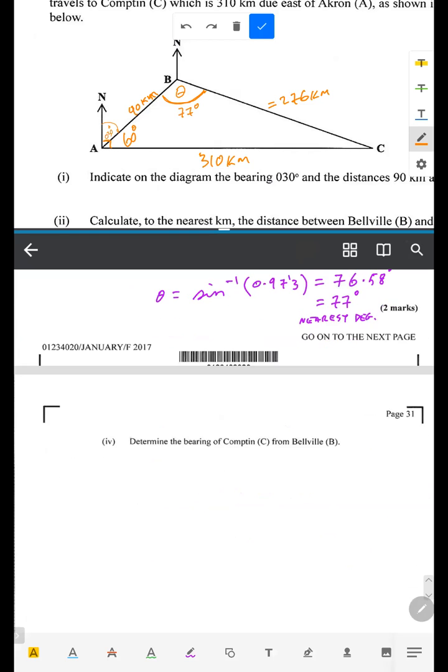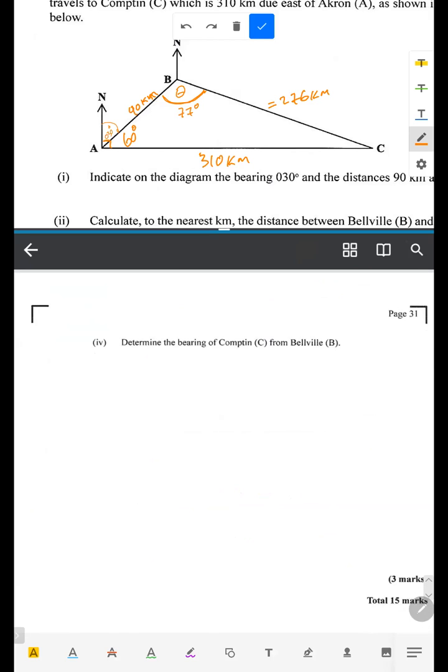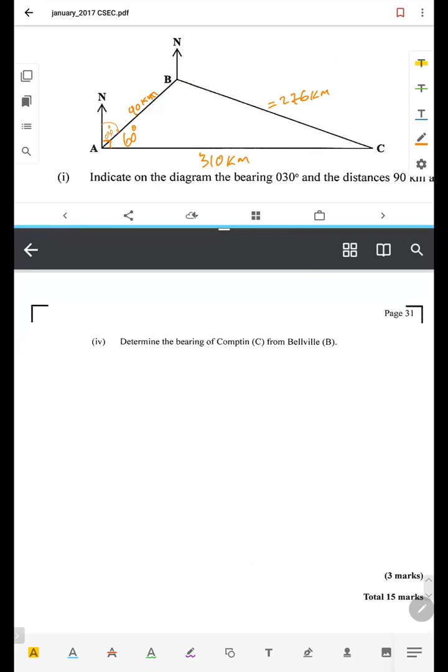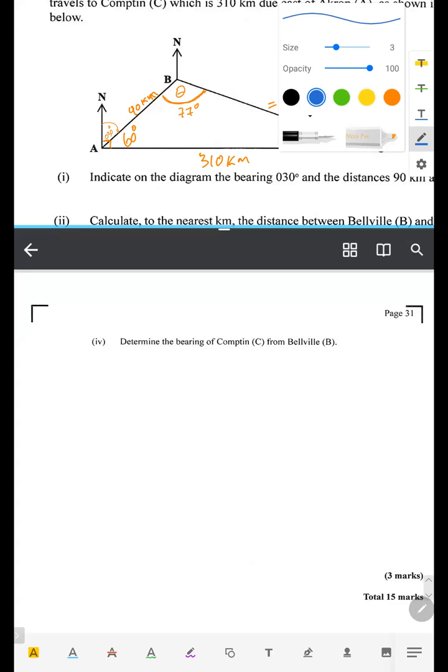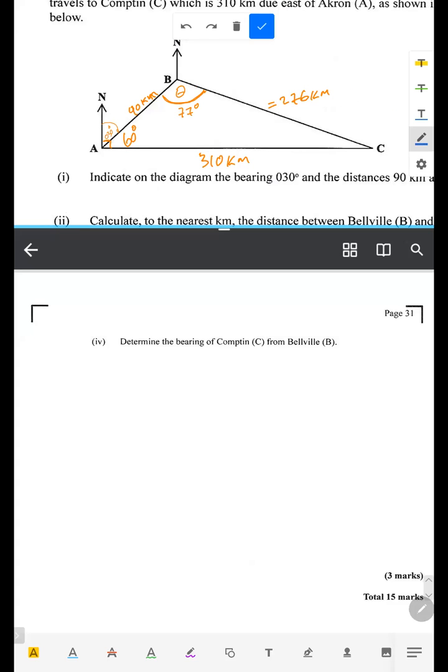The next part says determine, that's the last thing now. Determine the bearing of C from B. The bearing of C from B. So this is the from position now, diagram at the top. This is the from position. All right, this is a different color for this last part. It's just the blue. So the bearing from here to down here is what I want.